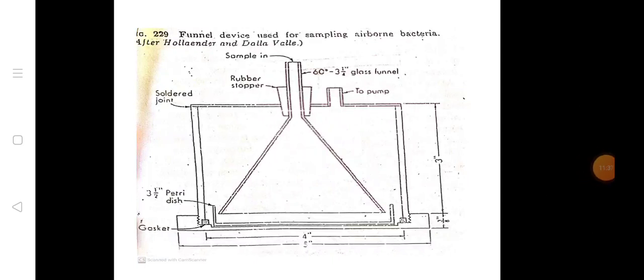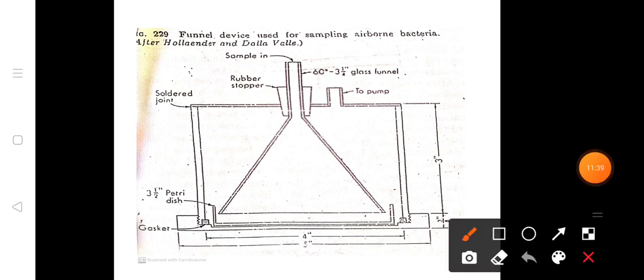This is the figure of the Hollaender and Dalla Valle sampler. This entire container that you are seeing, or sampler you can say, is made up of brass material with a removable bottom.